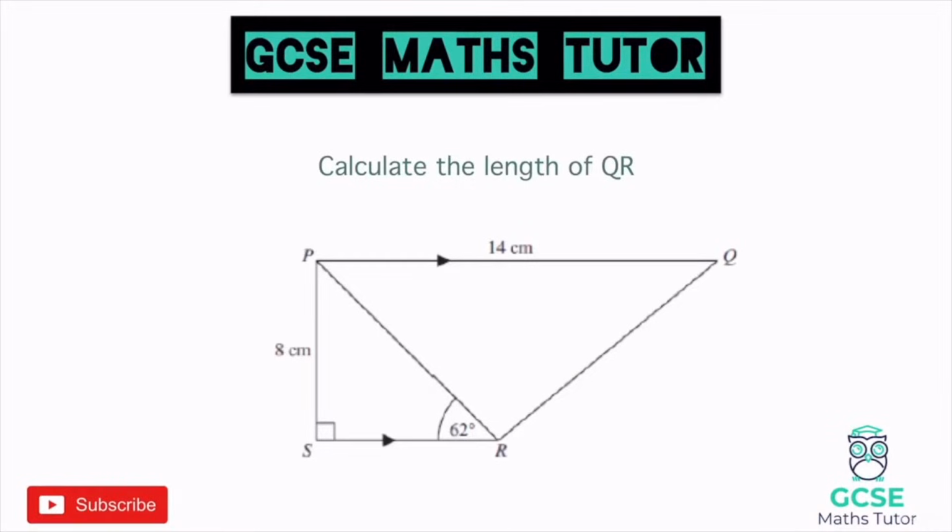Something a little bit different here. It says calculate the length of QR. Now QR is this length over here, so let's label that. There we go, that's QR. Now at the moment we don't have the opposite angle. In fact, we don't really have much in this triangle. We have the 14 and that is actually it. But we have got these parallel lines going on, okay? So hopefully we're going to be looking at some parallel line rules here, so something a little bit different.